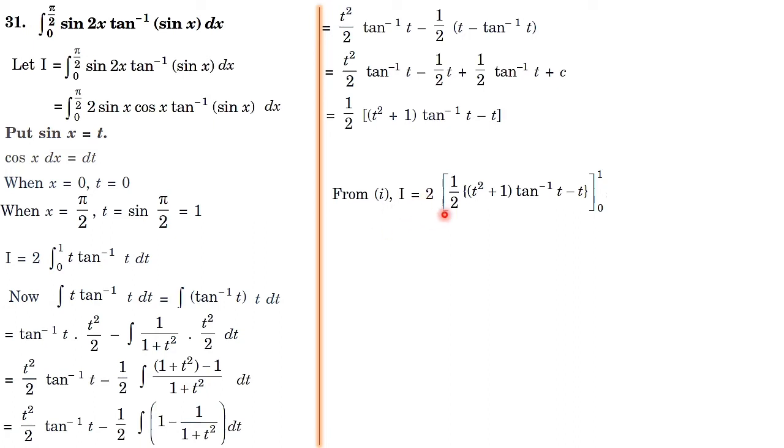I is equal to 2 into 1 by 2. From here only we have started, okay. This is I, we have stopped, and then from there we have taken only this portion and we have integrated. So that portion we can just mark as equation number 1, okay.